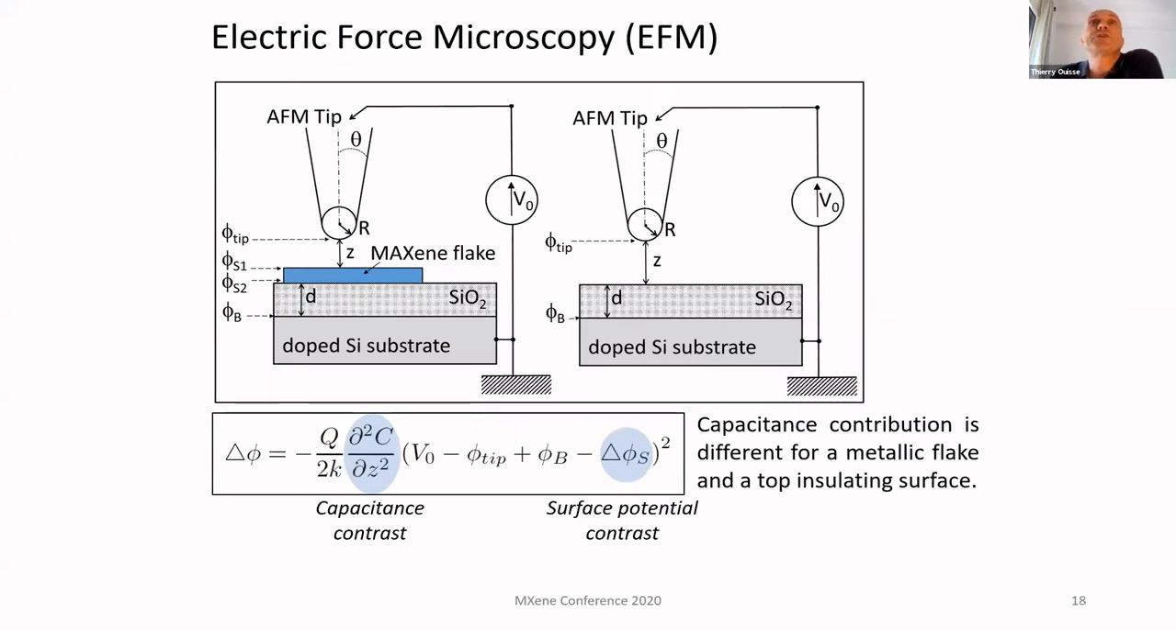So we want to compare two different configurations. On the left, we have our flake transferred on the SiO2 layer. On the right, the tip is above the naked SiO2 layer. So considering the phase shift, we may expect a contrast between the two configurations through two different terms. The first one is the square voltage term. In the case of the flake, we now add or subtract to the formula the surface potential of the flake at the top and the bottom. But also important, if the flake is metallic and not insulating or semiconducting, we expect an additional contrast, which is that of the term related to the capacitance. This contrast is expected to be weaker than the first, but in our case it is quite important because it can be used to probe the metallic nature of the flakes.